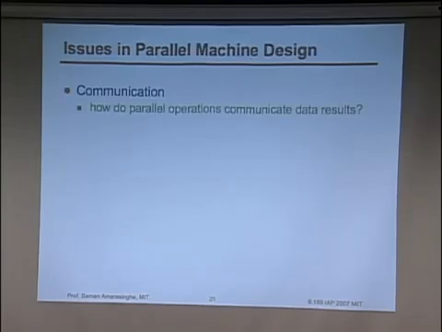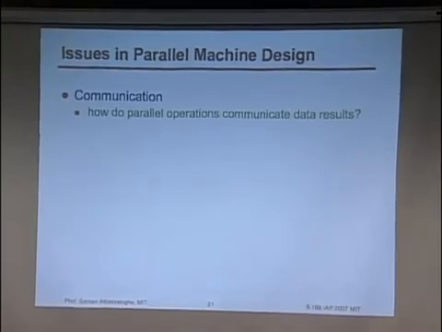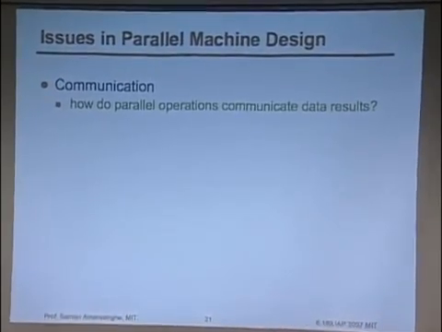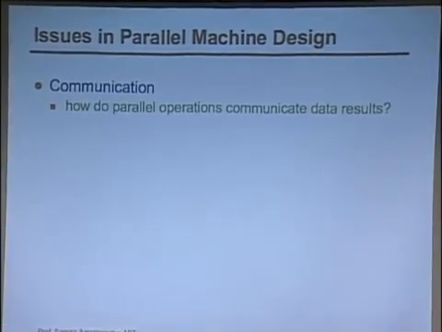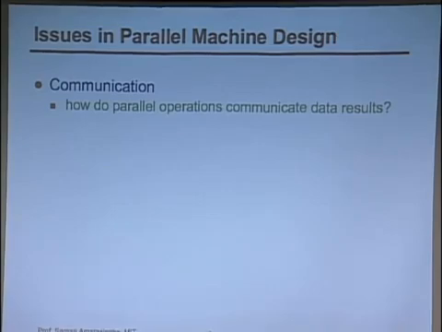So when you're designing a parallel machine, what do you have to worry about? First thing is communication. That's the big problem in here. How do parallel operations communicate the data results? Because it's not only an issue of bandwidth, it's about the issue of latency. Bandwidth has been increasing with Moore's law. Latency is the speed of light. As I pointed out, there's no Moore's law on the speed of light, and you have to deal with that.